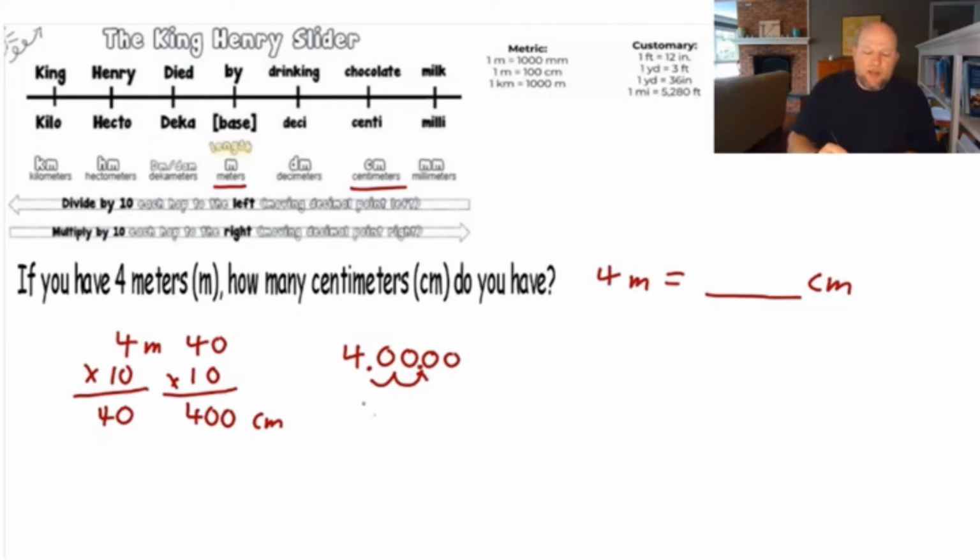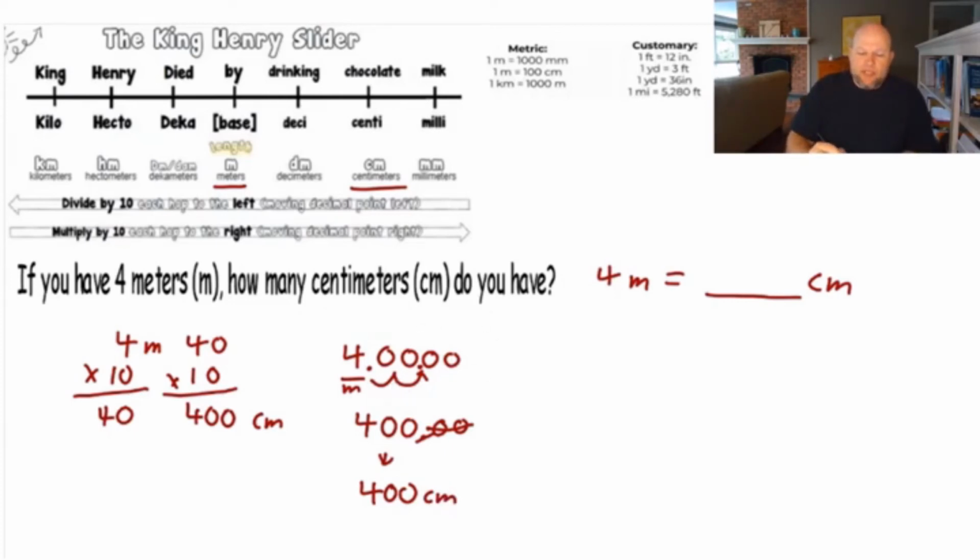So let's write our new number. Our new number would be 4 with 2 zeros, then our decimal point, and our other placeholders. Since these zeros don't change the value, and this decimal point doesn't change the value of what's on the left of the decimal point, we'll go ahead and cross these out. We don't need to write those. Let's just bring that down to 400. So we find that 4 meters equals 400 centimeters.